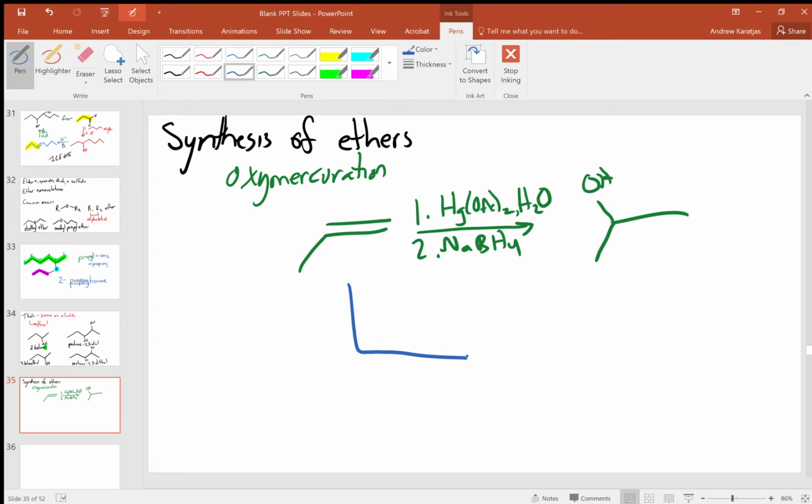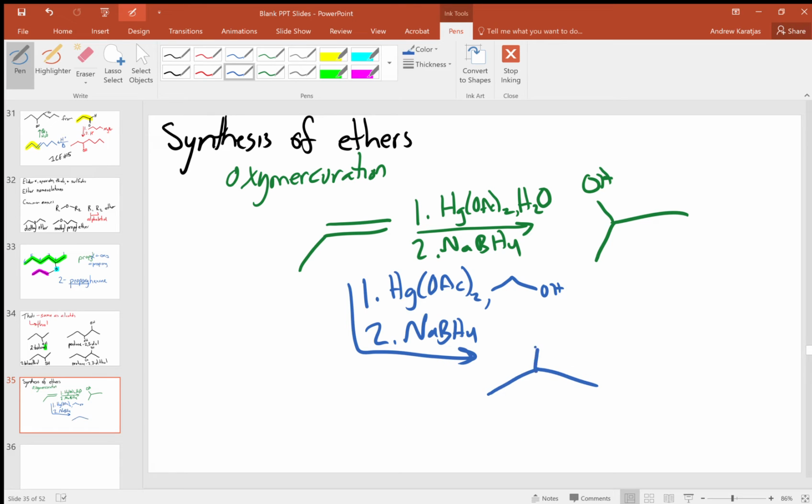But we said also briefly that we could replace the water in this reaction with an alcohol. And if we replace the water with an alcohol, then in the step where the three-membered ring containing mercury opens, instead of water forcing it to open, ethanol is what forced it to open. And that was one way of synthesizing an ether.